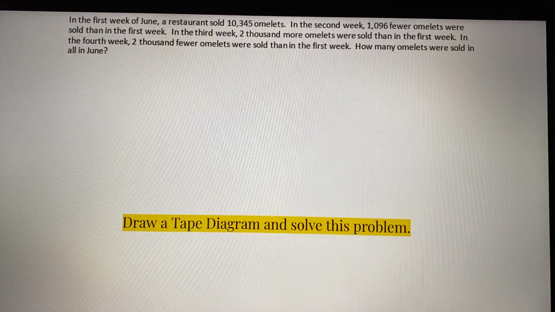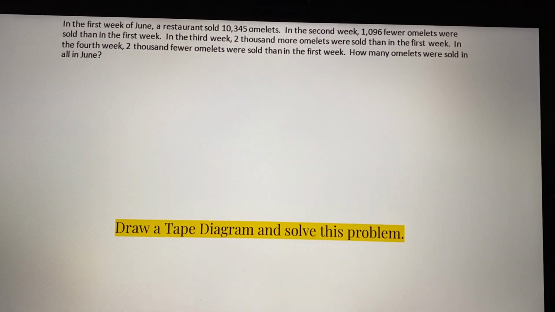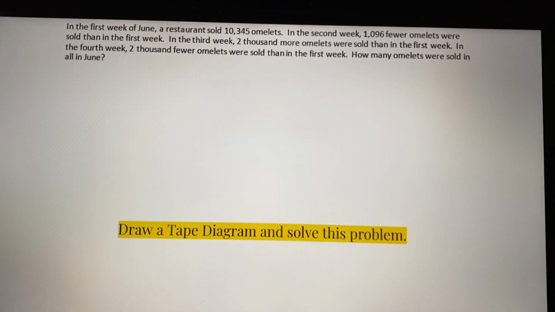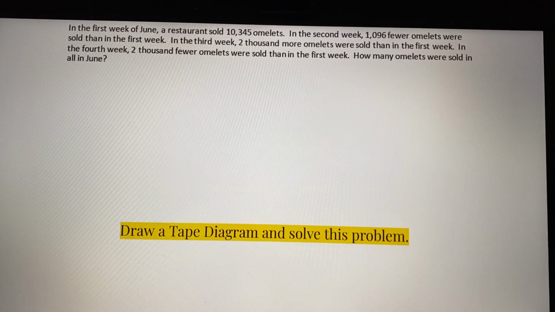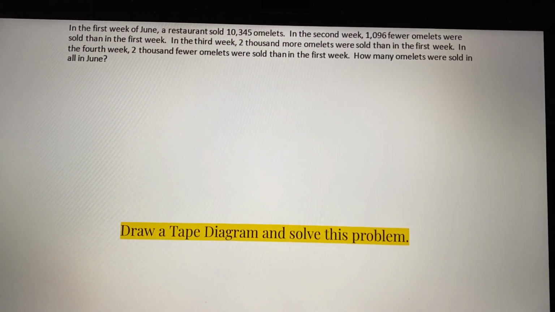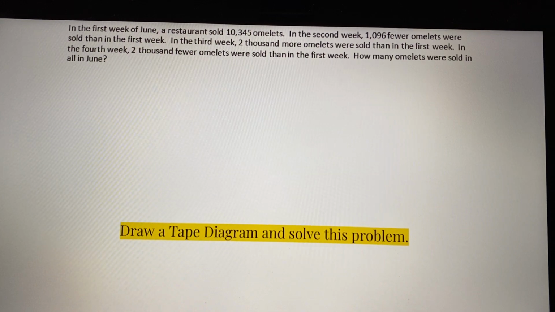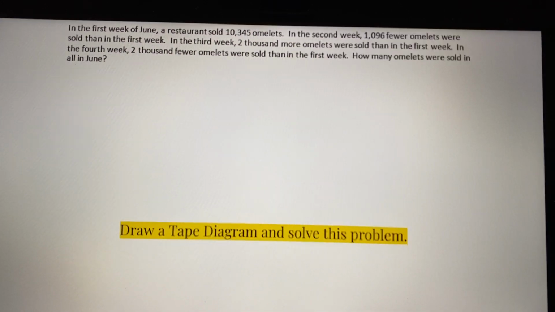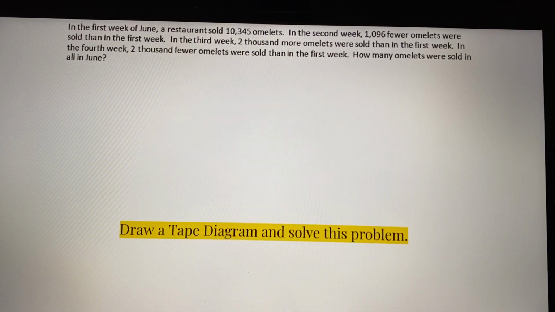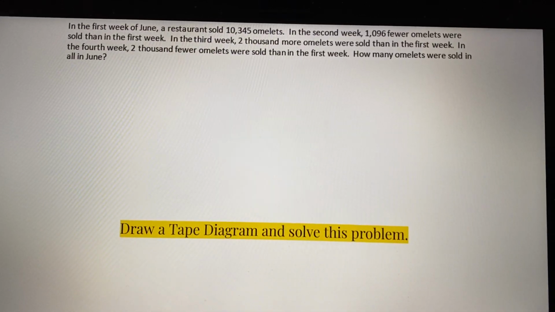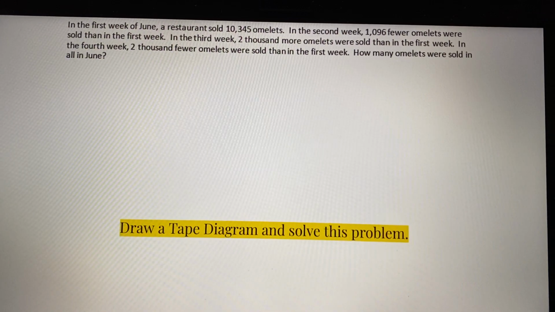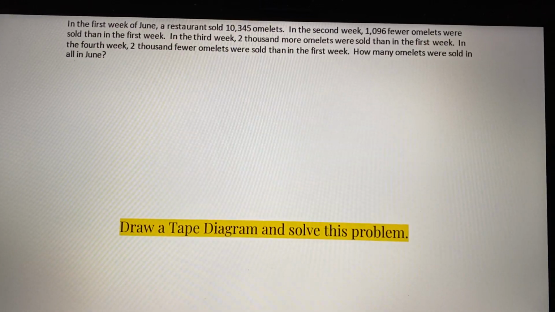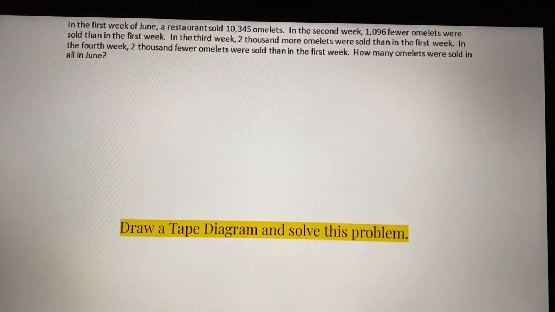All right, next problem here. In the first week of June, a restaurant sold 10,345 omelets. In the second week, 1,096 fewer omelets were sold than in the first week. In the third week, 2,000 more omelets were sold than in the first week. In the fourth week, 2,000 fewer omelets were sold than in the first week. How many omelets were sold in all in June?